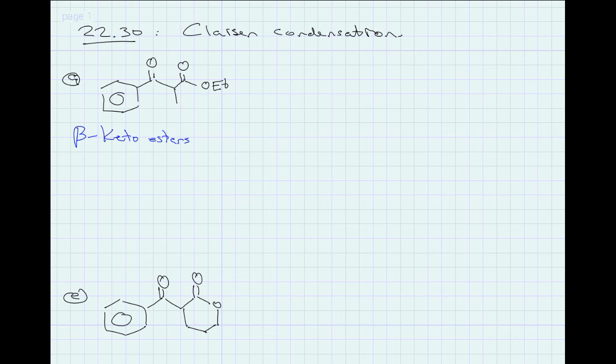So going from here, I have my alpha carbon after the ester carbonyl carbon. I have my alpha carbon and then my beta carbon. So I have a beta on my beta carbon. There's a ketone, so it's a beta keto ester.